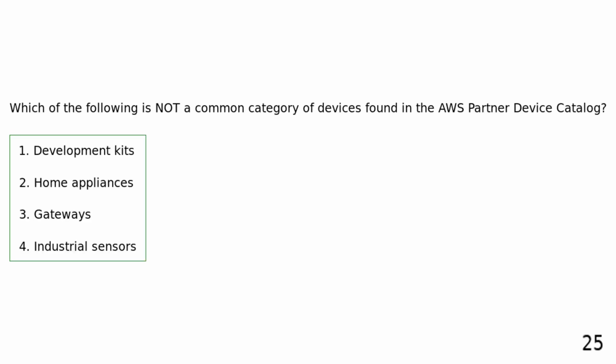Which of the following is not a common category of devices found in the AWS Partner Device Catalog? Development kits. Home appliances. Gateways. Industrial sensors. While the AWS Partner Device Catalog includes various IoT and edge devices such as industrial sensors, development kits, and gateways, it does not typically list general home appliances unless they are specifically designed for IoT applications and AWS service integration.